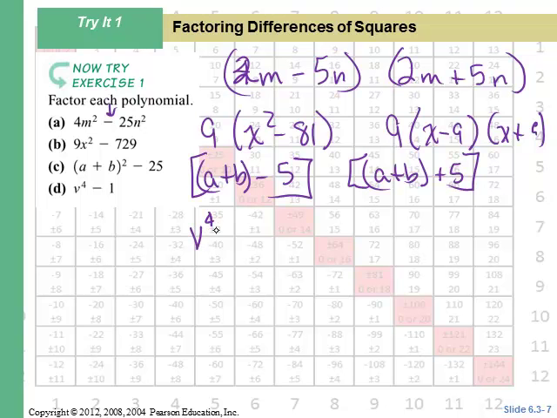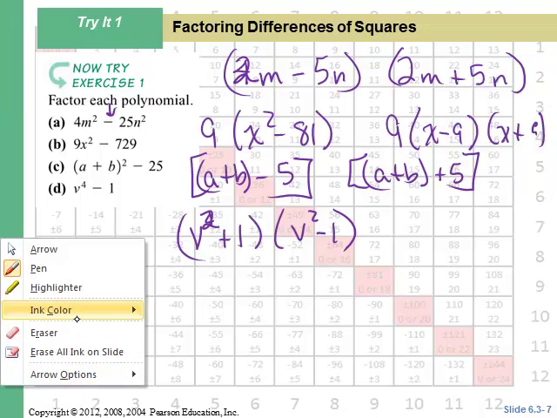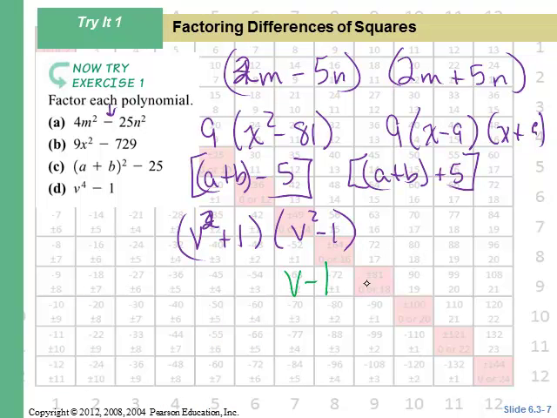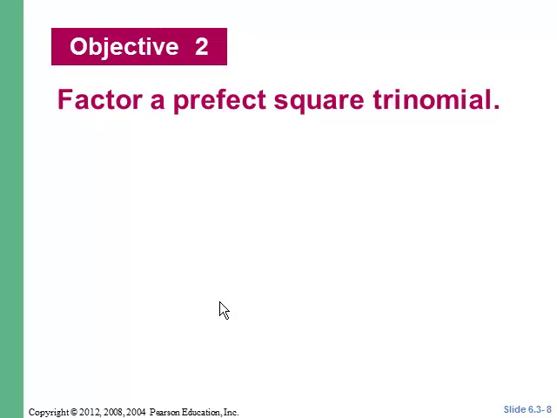V to the fourth plus 1. V squared plus 1, v squared minus 1, but remember v squared minus 1 is factorable. And so we would get v minus 1, v plus 1, and don't forget the v squared plus 1 at the beginning. So that's how you do a difference of squares.